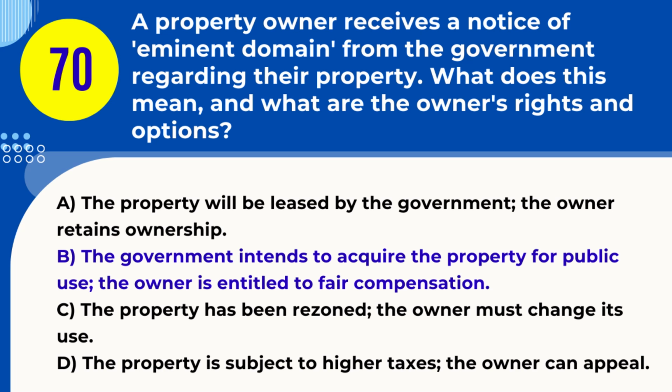Answer: B. The government intends to acquire the property for public use. The owner is entitled to fair compensation. Explanation: Eminent domain is the right of the government to take private property for public use, with the requirement to provide fair compensation to the owner.